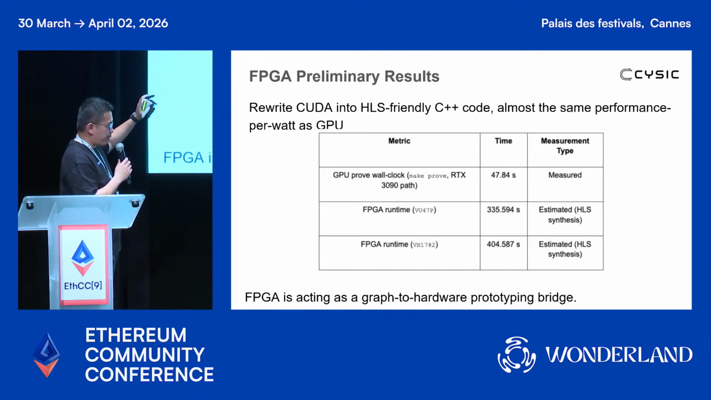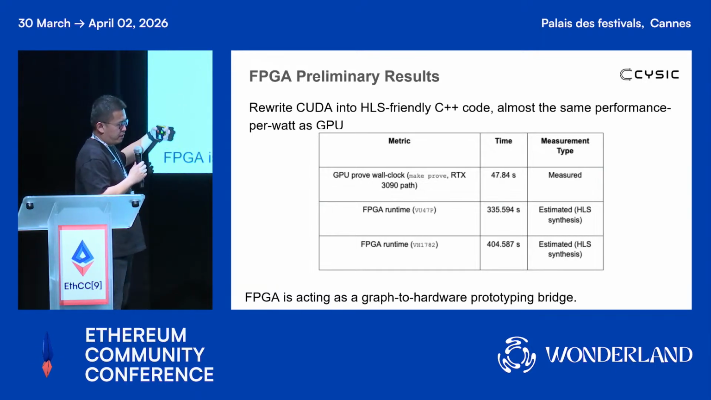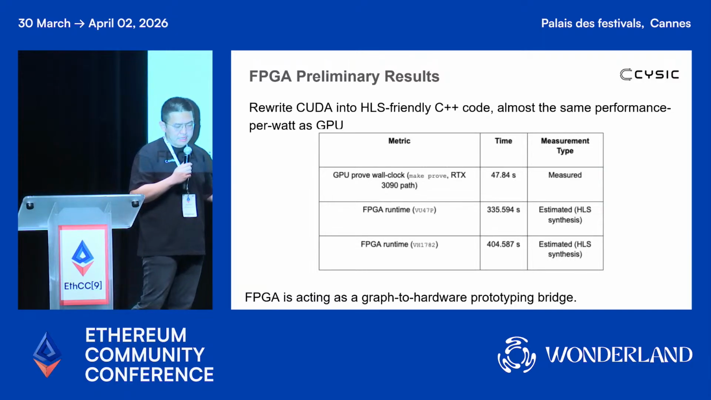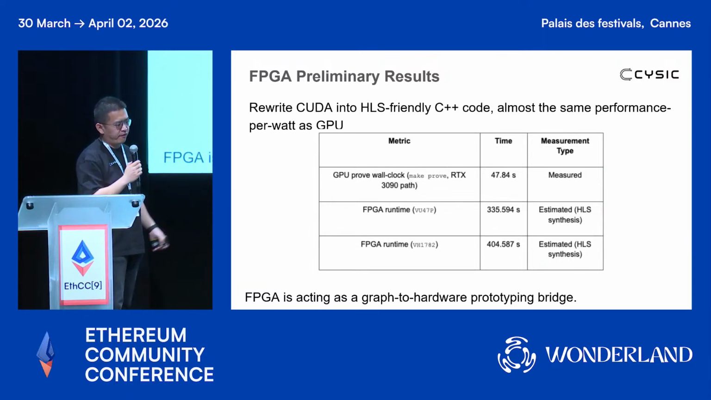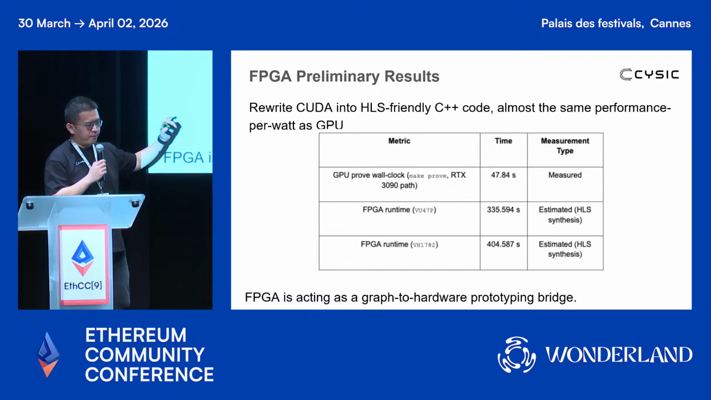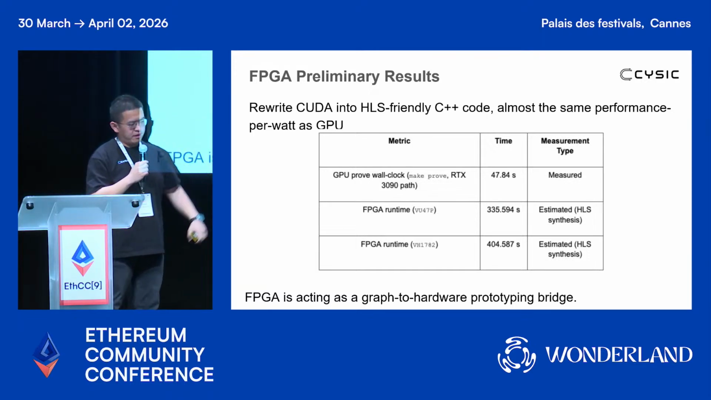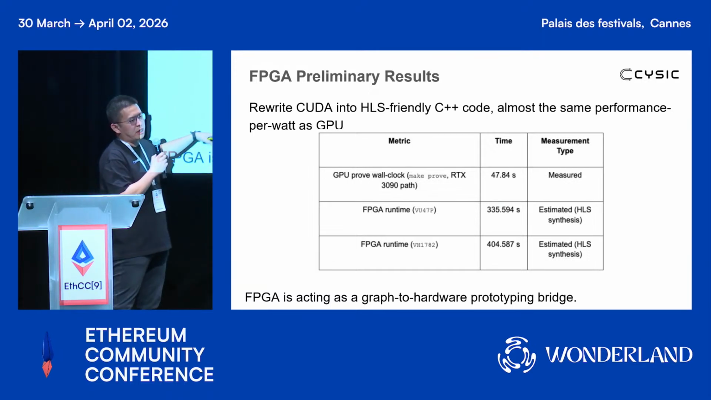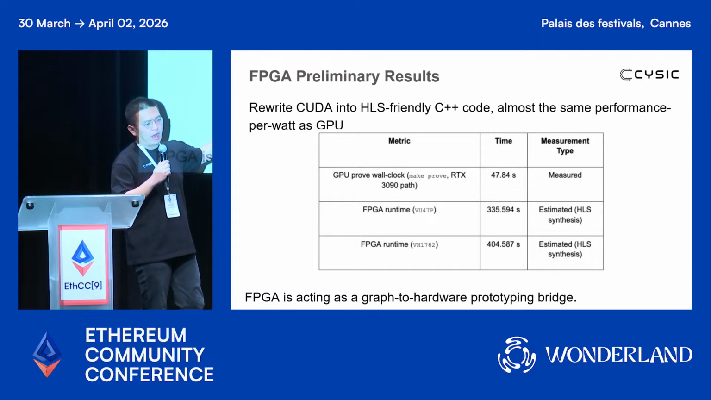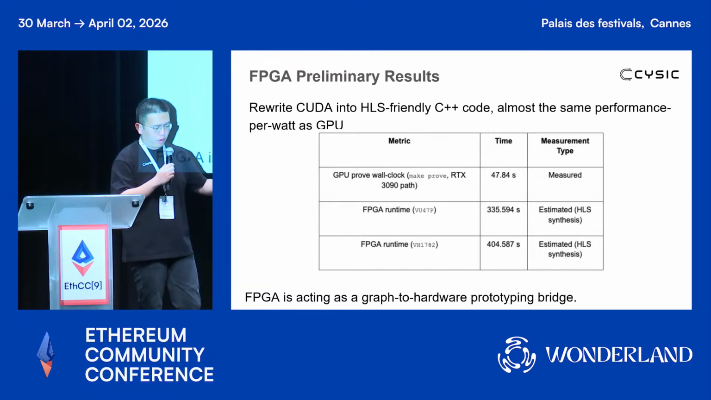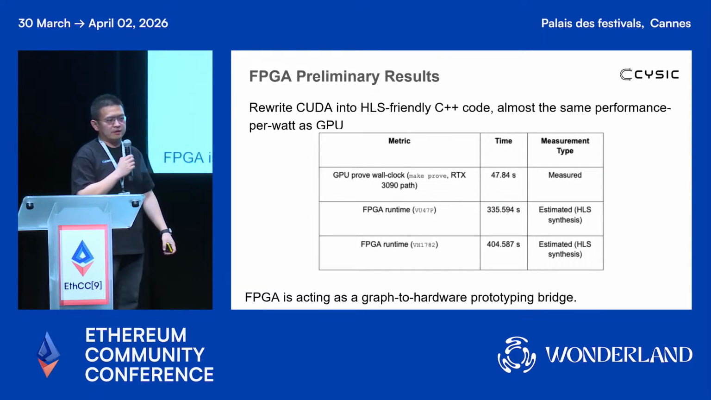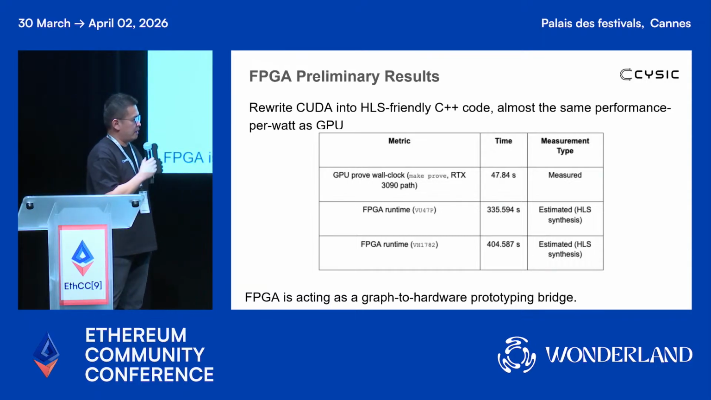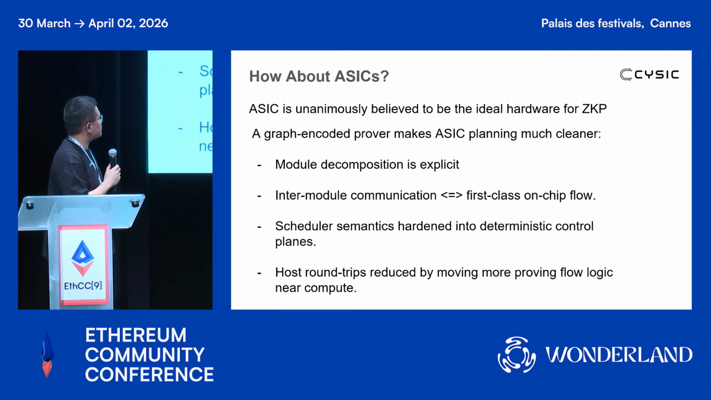And I believe by optimizing the FPGA or not, we can probably get slightly better performance in terms of performance per watt compared against the GPU. Right now the FPGA just runs around 100 megahertz, and normally it runs around 300 megahertz. So there's still something we can do.